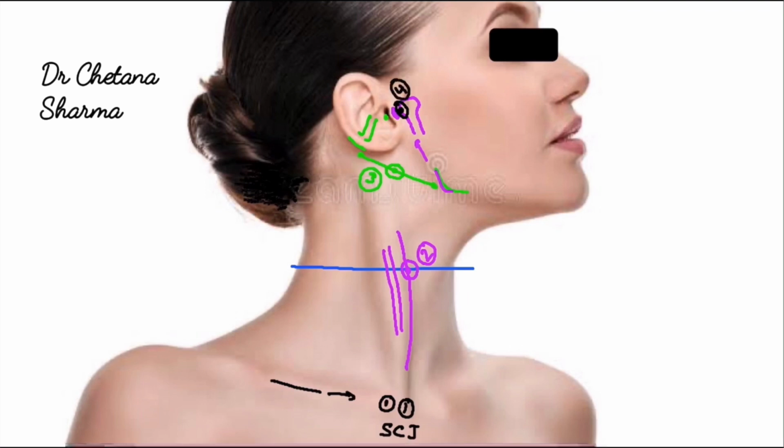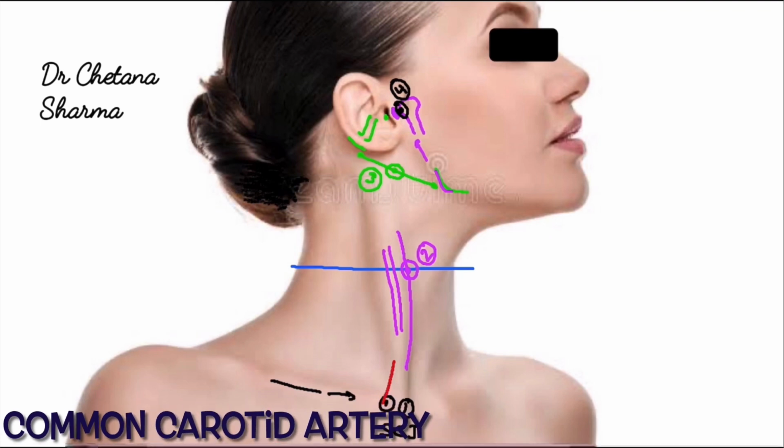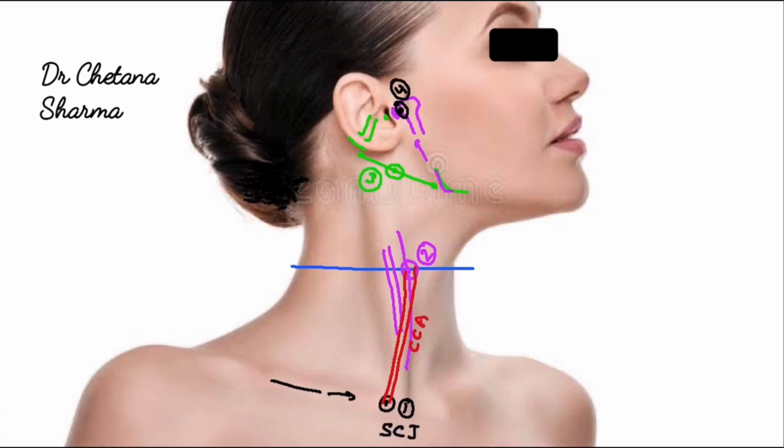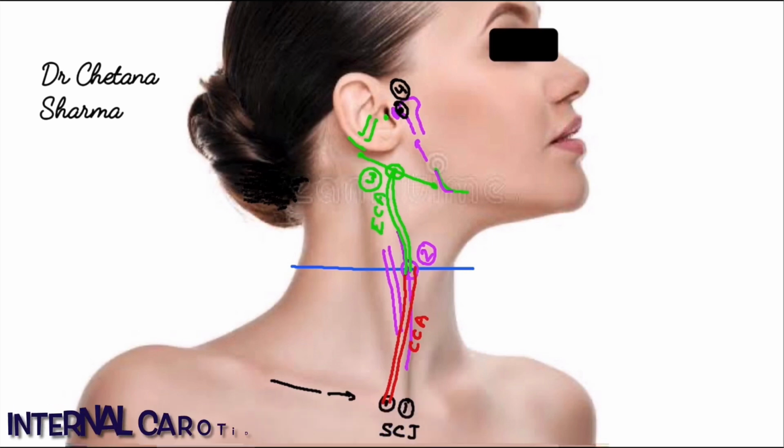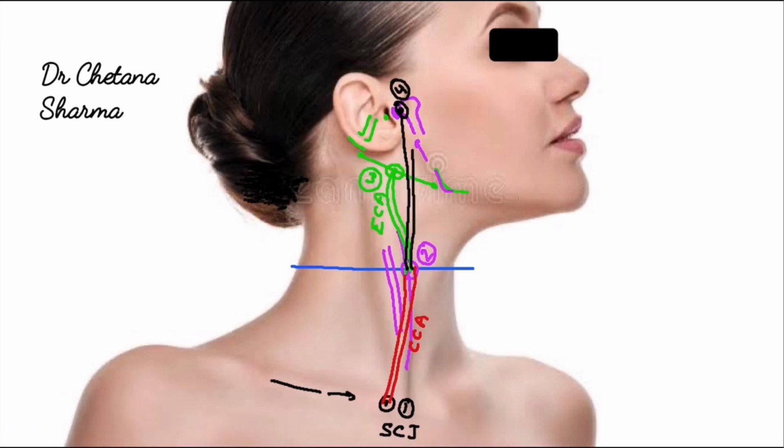When you connect first and second point with help of a double line, this line will represent common carotid artery. When you connect second and third point with help of double wavy line, it will represent external carotid artery. When you connect second and fourth point by a double line, it will represent internal carotid artery.